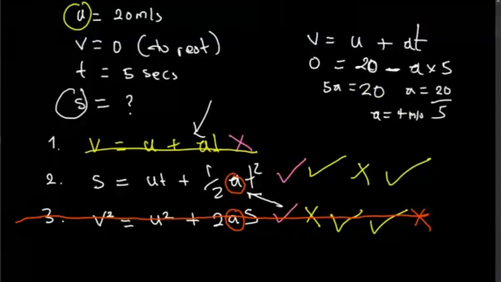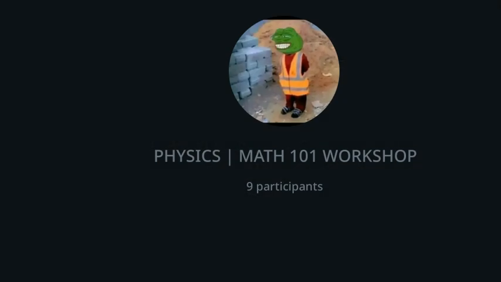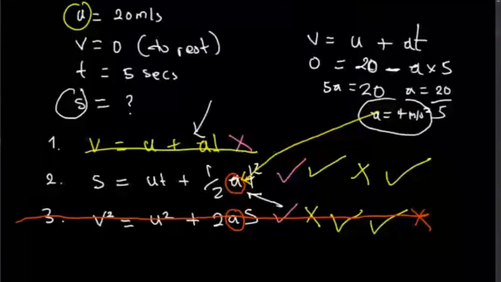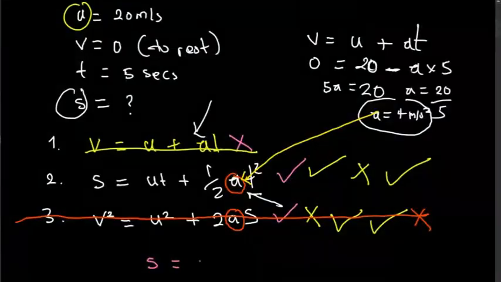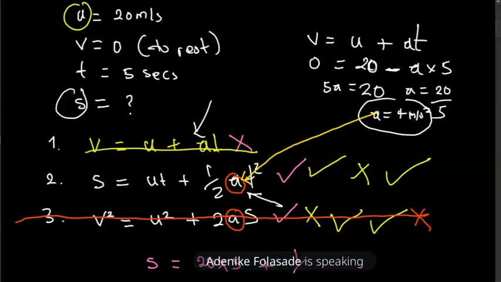meters per second squared. Now that we have acceleration, we can use it inside equation 2 to find our distance. So let's find our distance now. S equals ut. What is our u? u is 20. Time is 5 seconds, plus 1 over 2.